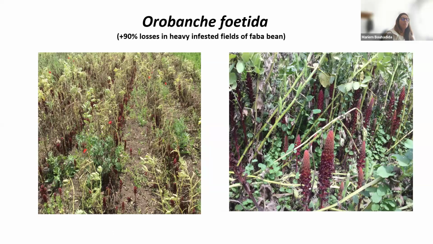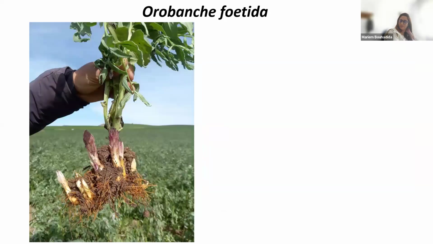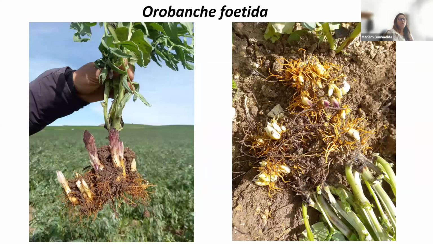We have also a big problem of Orobanche fetida, which is a hollow parasitic weed that continues to cause serious damages. These damages are really uncontrolled on legume crops, especially for faba bean. As you can see here, when we uproot the plant, we can see the Orobanche attack underground, so the plant can be highly infested underground, and the only way to confirm that is uprooting the faba bean, in this case.